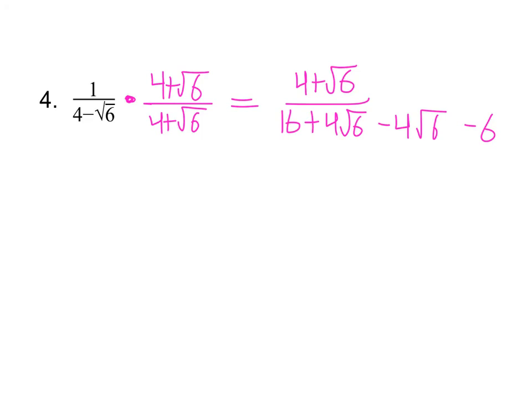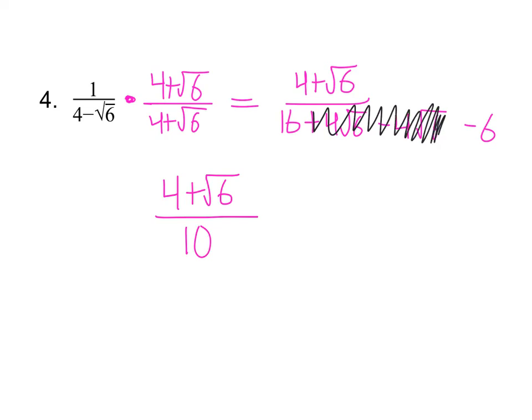So I have 4 over the square root of 6. So I'm going to rewrite that. So the numerator is going to stay the same. 4 plus square root of 6. Denominator is going to simplify. 16 minus 6 is going to be 10. And then this positive 4 square root of 6, negative 4 square root of 6 is going to cancel out, which is exactly what we want to happen. And then we've got our answer right here. This is the simplified version, right? Very simple, very straightforward, right?